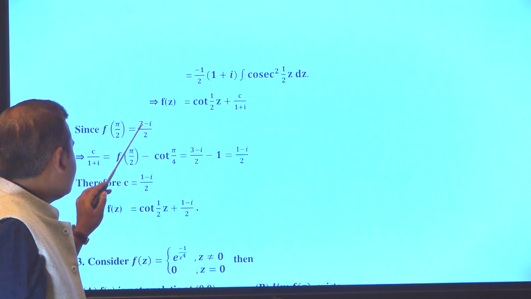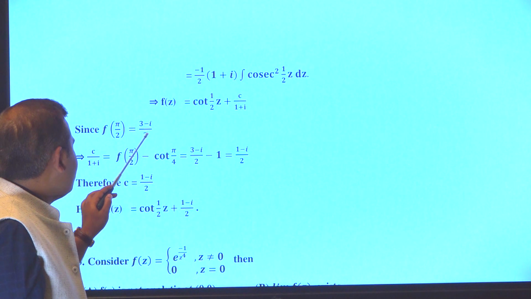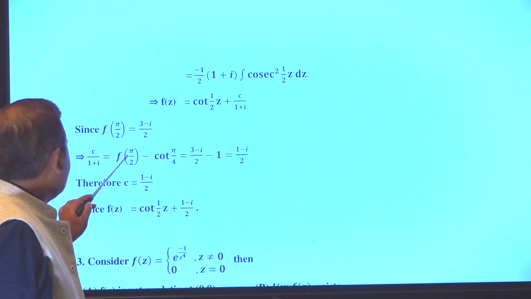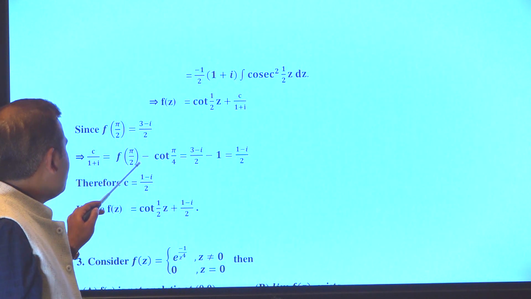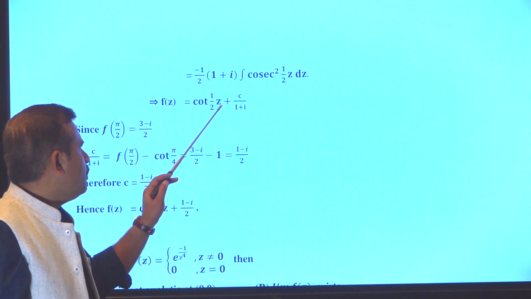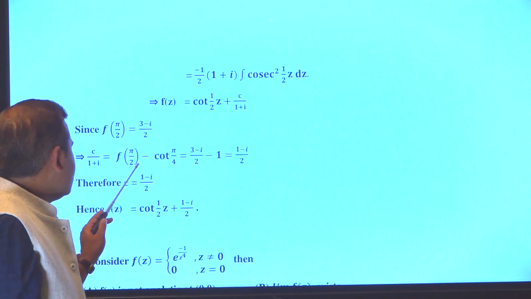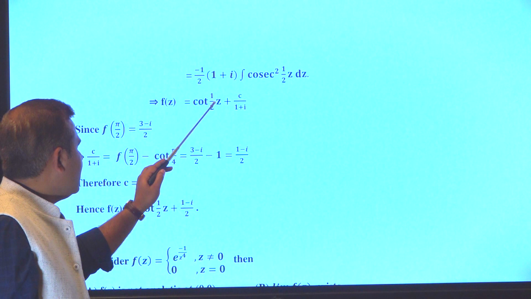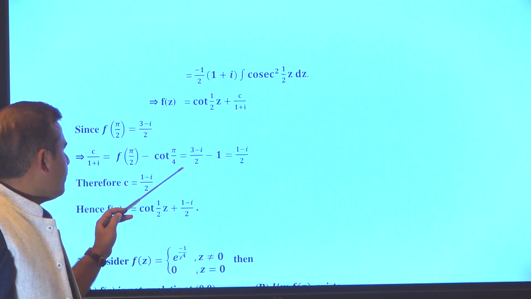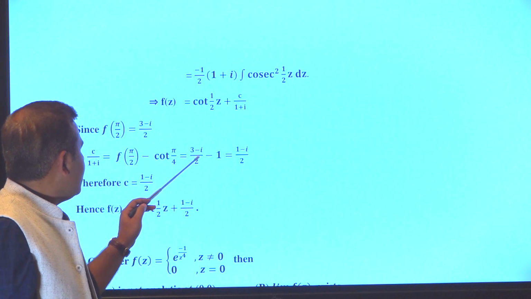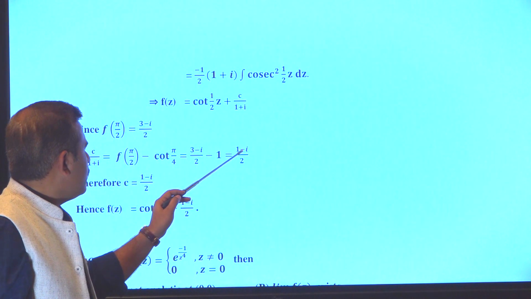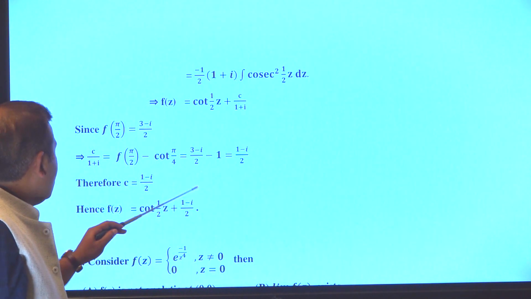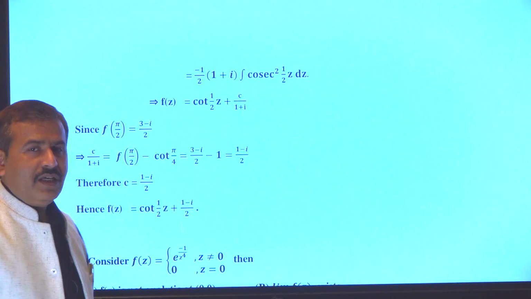Since f(pi by 2) is given as 3 minus i divided by 2, after substituting, c divided by 1 plus i equals f of pi by 2, because f(z) is cot z by 2 plus c divided by 1 plus i. So this result becomes cot of pi by 4, on substituting z equal to pi by 2, and the result becomes 3 minus i divided by 2 minus 1, so it becomes minus 1 minus i divided by 2. Therefore the value of c is 1 minus i divided by 2, and on substituting the value of c here, you get the result.